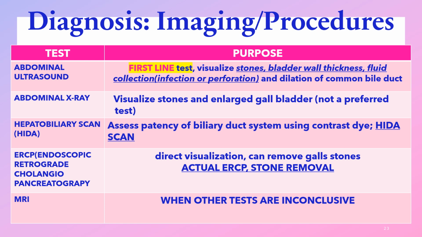This ERCP, endoscopic retrograde cholangiopancreatography, is a direct visualization. It can also allow us to remove gallstones. But again, as we get into pancreatitis, you're going to understand how this can be a potential problem. So not necessarily the go-to. And then the MRI is more when other tests are inconclusive. Again, MRIs are fabulous. They offer great views, very clear, but they are also less common, cost more, are more time consuming, with more patient concerns.